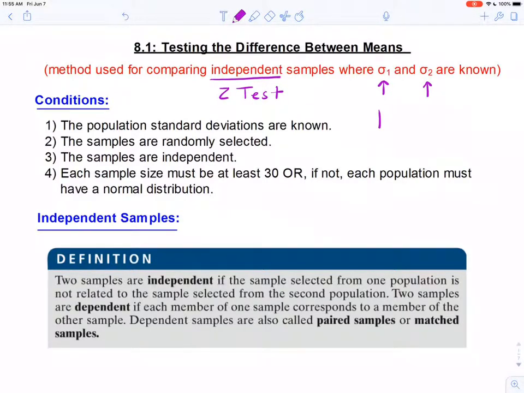Now what's important to note here is when this says that sigma must be known, you probably already understand that sigma is a standard deviation. But you can only use the z-test when you know the population standard deviation. So if you just have a sample standard deviation, you're not going to be able to use this z-test. You have to know the population standard deviation for your two groups.